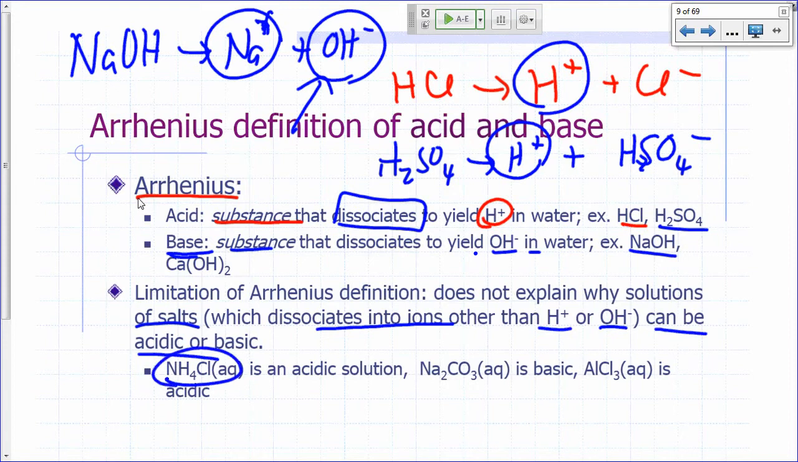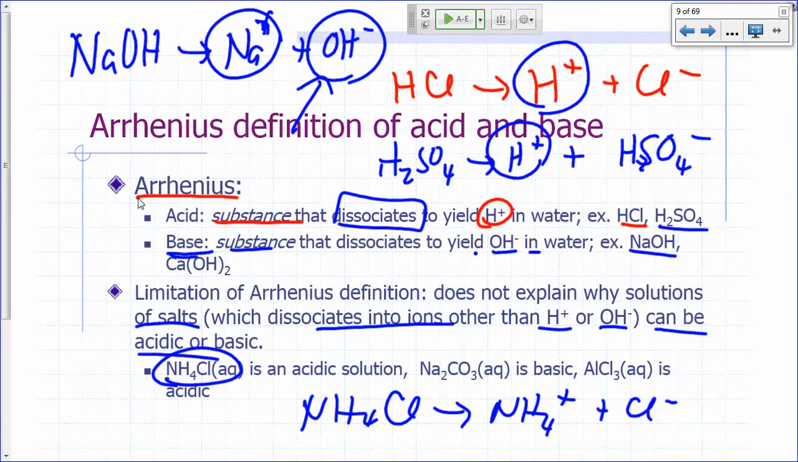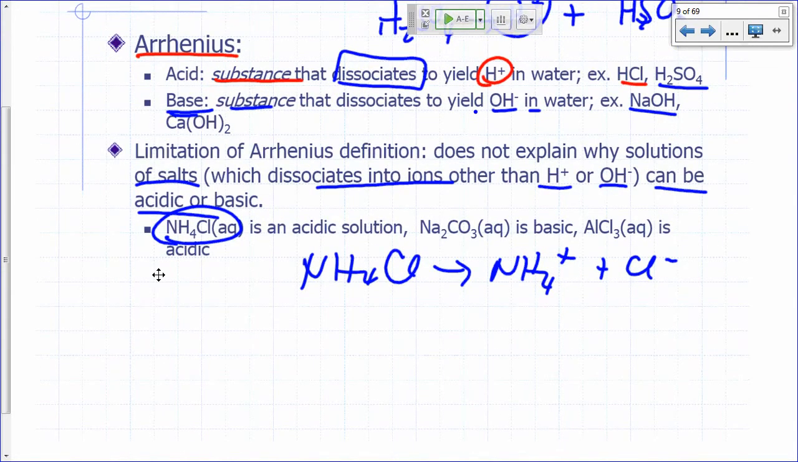For example, ammonium chloride dissociates in water into ammonium and chloride ions. But if you measure the hydronium ion concentration, the H+ concentration, in this solution, you'll find that it's slightly acidic. But it doesn't produce any H+ by itself. So ammonium chloride, according to Arrhenius' definition, is not an acid. It doesn't break up to form H+.